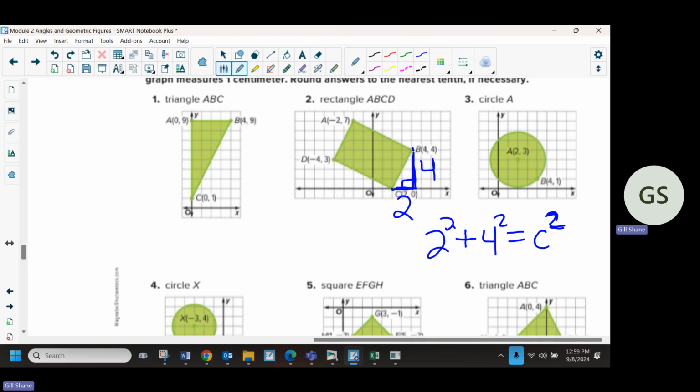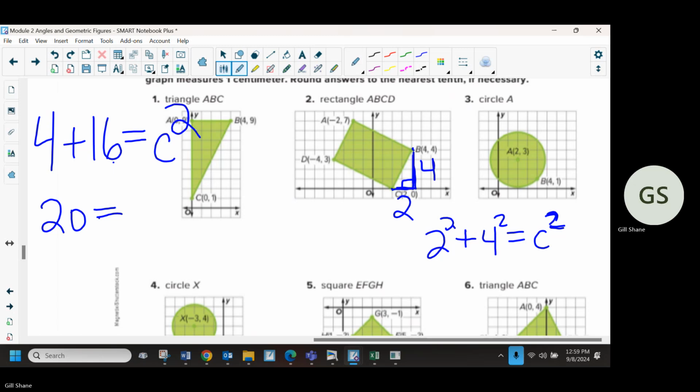Actually, I don't have a whole lot of room. So if I square those, 2 squared is 4, 4 squared is 16. That equals C squared still, remember? So that means 20 is C squared, but I don't want C squared.